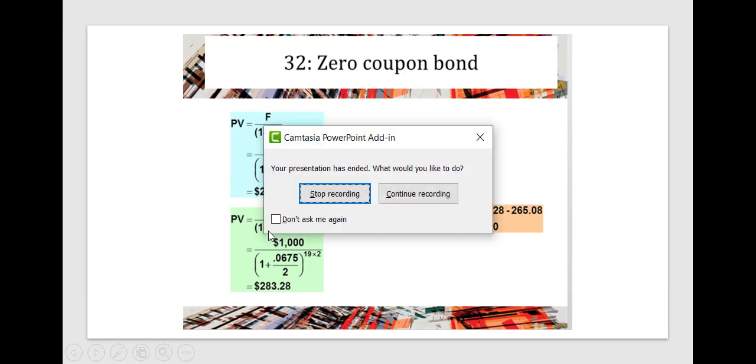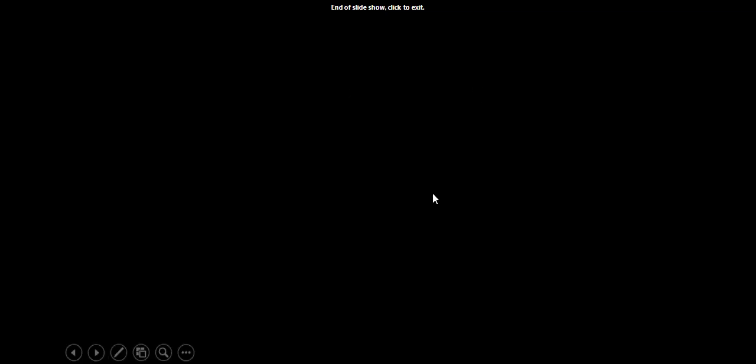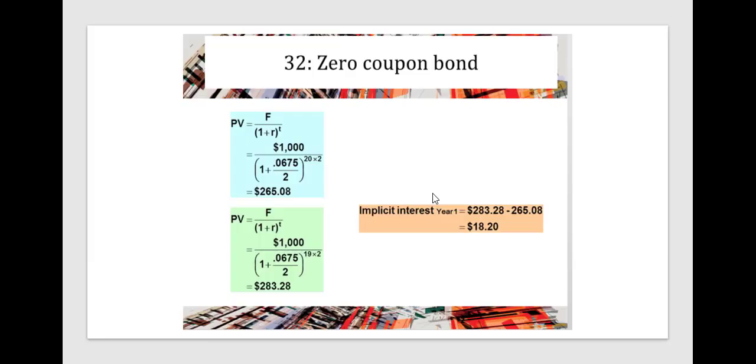The second step is to determine the price of the bond after 1 year. So after 1 year, the maturity period will be 38 periods. So the price of the bond is 283.28. So the implicit interest is the difference between the two, which is $18.20 in our case, and this implicit interest is calculated each year using the same method because the market price of the bond fluctuates with the number of years.